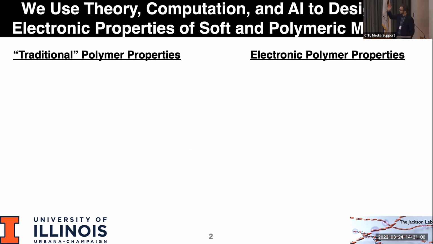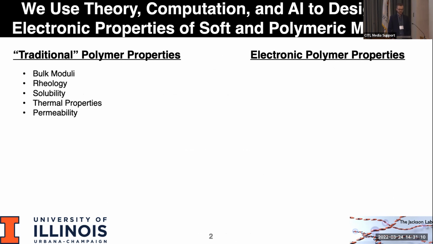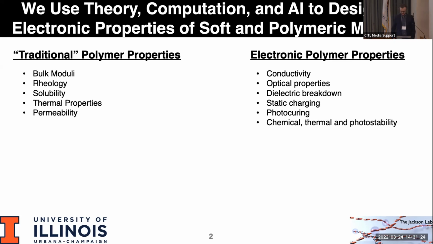I break it down loosely into traditional polymer properties and electronic polymer properties. What does that mean? Traditional polymer properties that people are interested in are things like moduli, rheology, solubility, thermal transport properties, kind of the whole thing that got the 1950s polymer industry going. The things my group is really excited about trying to predict that are, I would say, a bit more challenging are things related to the electronic structure. So conductivity, optical properties, dielectric breakdown, or photostability, which is something in the MMLI we're working on, certainly.